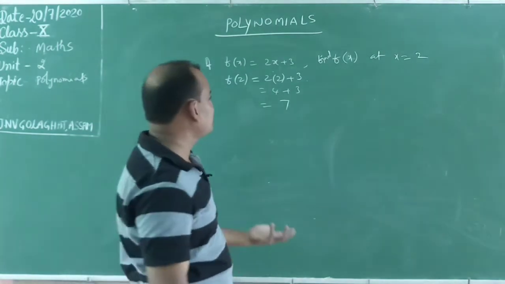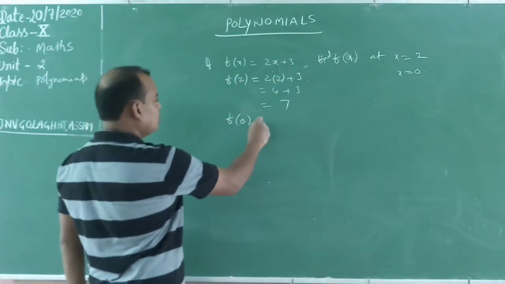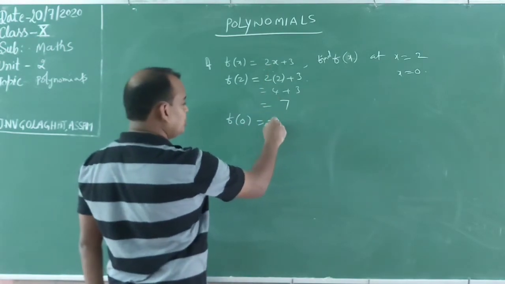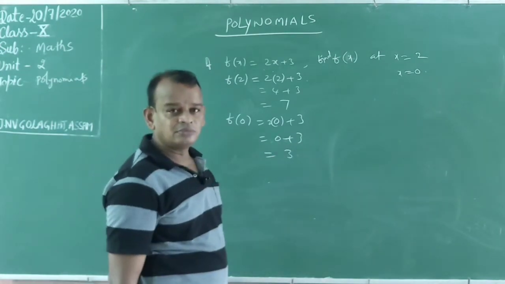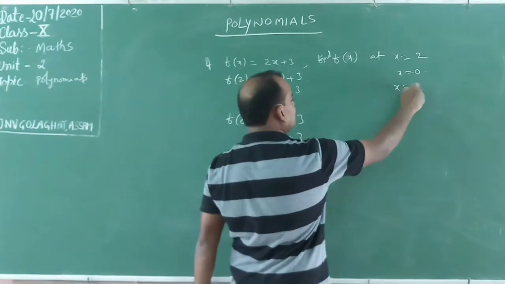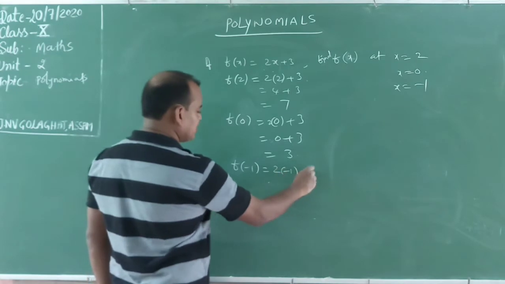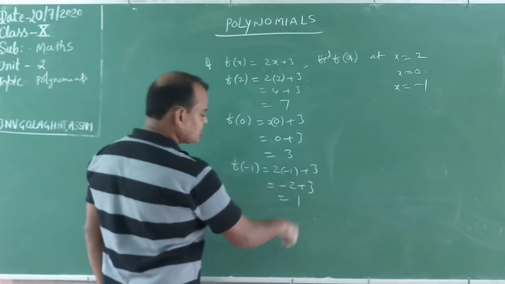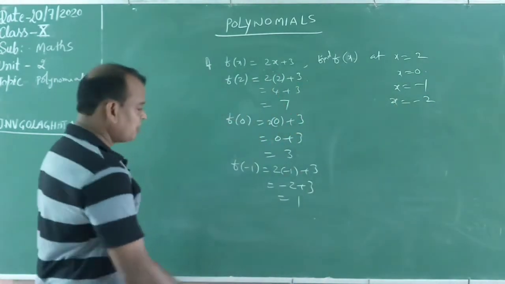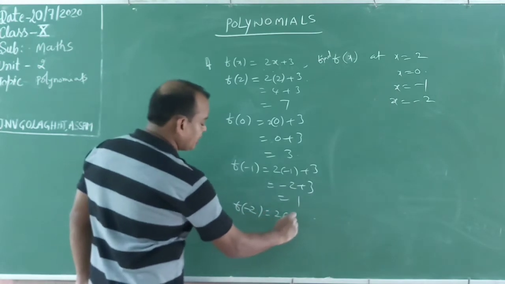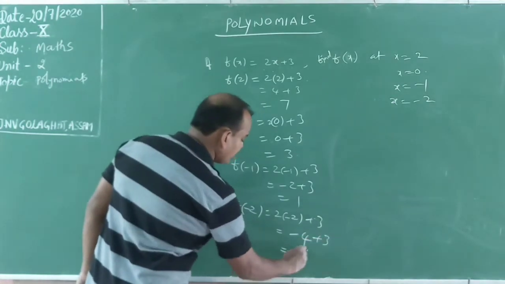Understand or not? For suppose the x value is 0. At x is equal to 0, what happened? f of 0 is equal to 2 into 0 plus 3, 0 plus 3, that equals 3. For suppose at x is equal to minus 1, f of minus 1 is equal to 2 into minus 1 plus 3, that equals minus 2 plus 3, that equals how much? 1. For suppose at x is equal to minus 2, find the value of the function. f of minus 2 is equal to 2 into minus 2 plus 3, that equals minus 4 plus 3, that equals minus 1.